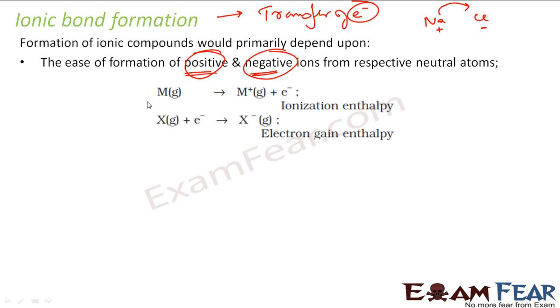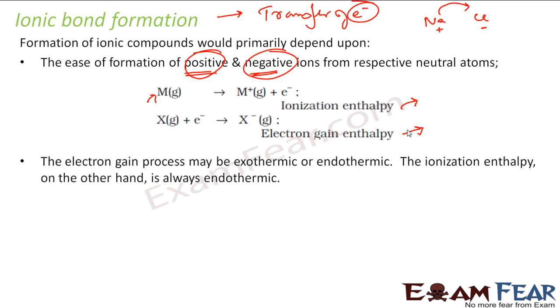For example, for magnesium, it can lose an electron to become Mg+, and the energy required is called ionization enthalpy. Similarly, for any element X, if it can gain an electron easily to become a negative ion, the energy change is called electron gain enthalpy. So these energies matter for the creation of an ionic bond.